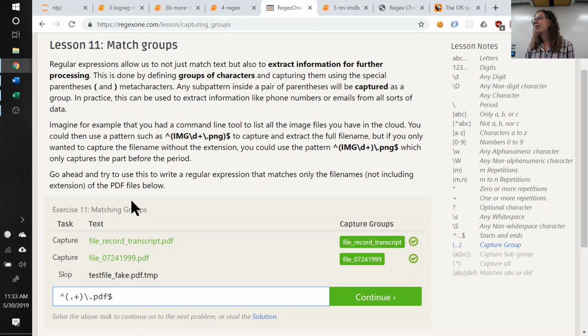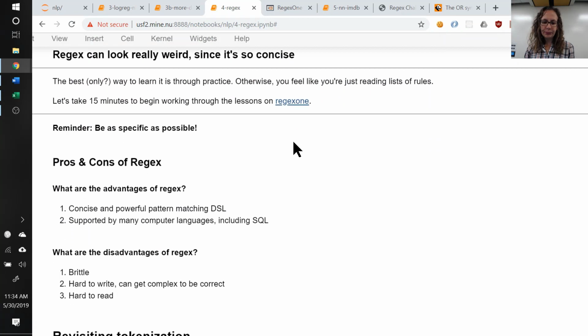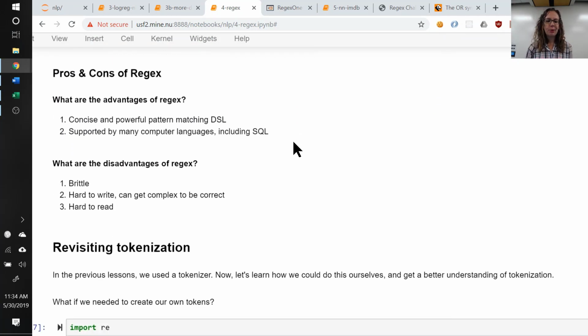Any questions on regex or what you saw? Let's go back to Notebook 4 in that case. So pros and cons. Some of the advantages are that it's very concise and powerful. It's supported by many different programming languages that have regex in them. It's not just a Python thing. The disadvantages are that it can be brittle. It can be hard to write and hard to read. I think that's the flip side for many things that are concise. Part of concision is that it can be harder to read later.